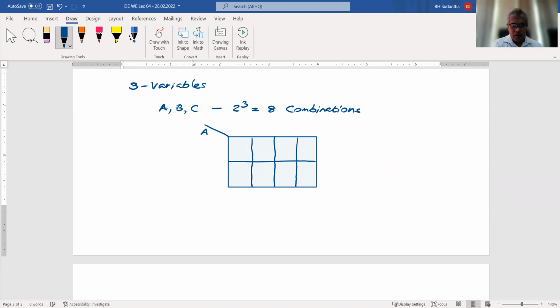This is side A, and this is for BC. Here we have A bar, A, and this is B bar C bar, B bar C, BC, and BC bar. Think about this one. We have changed the order. You can see we have changed the order.